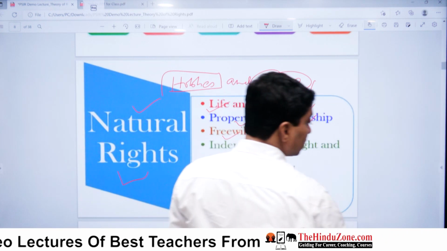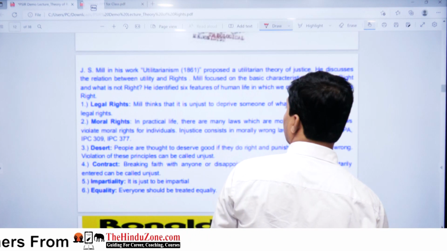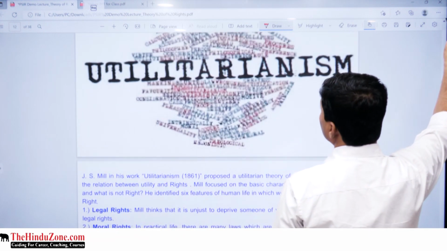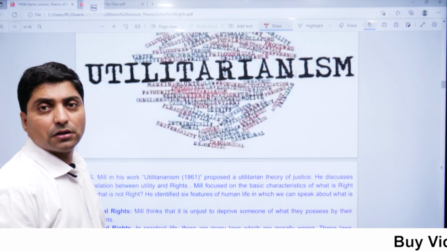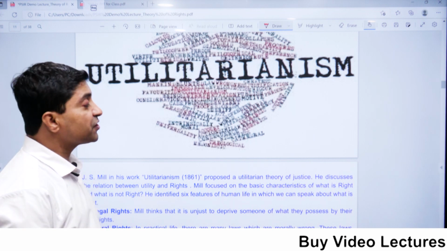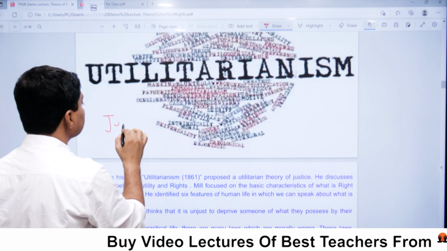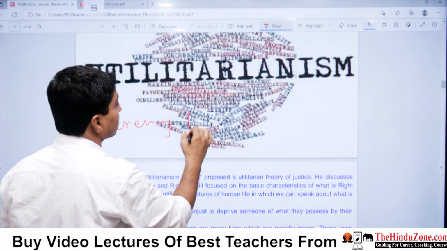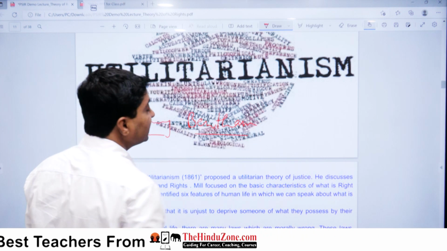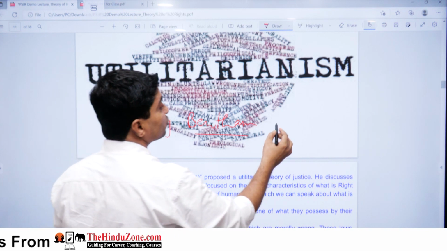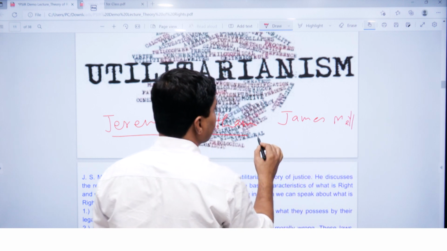Now come to another theory of rights that we will talk about, the utilitarian theory of rights. Now I hope you know the meaning of utilitarianism. This philosophy evolved in Britain by Jeremy Bentham. And that idea was carried on by James Mill and his son J.S. Mill.